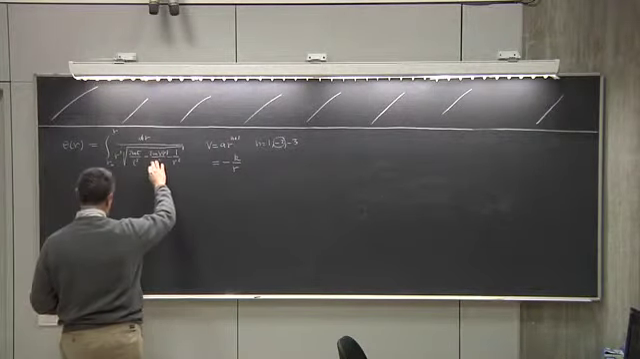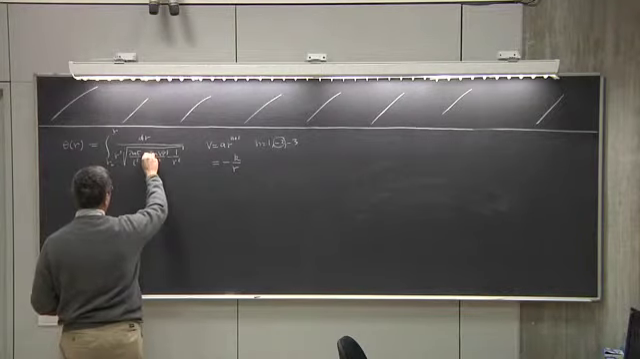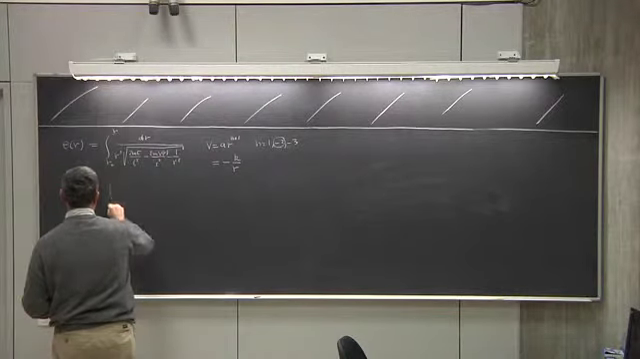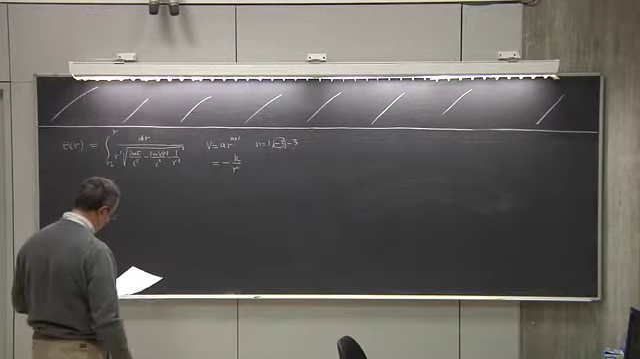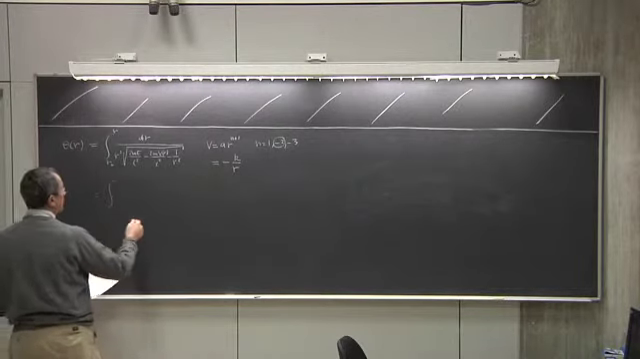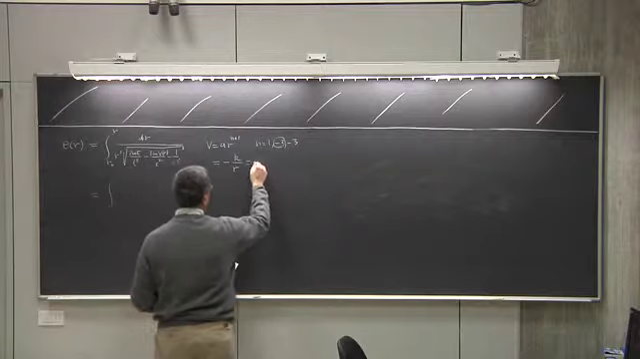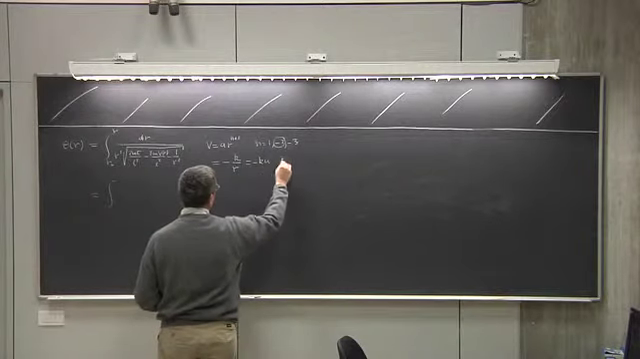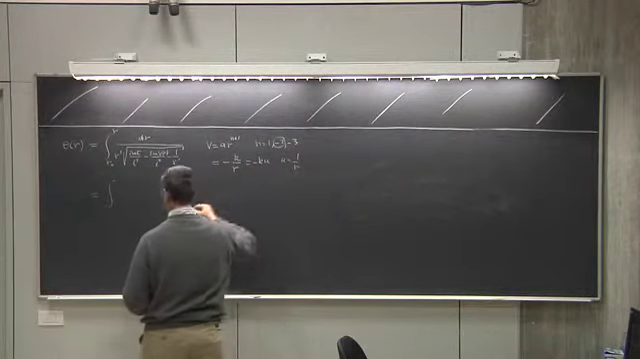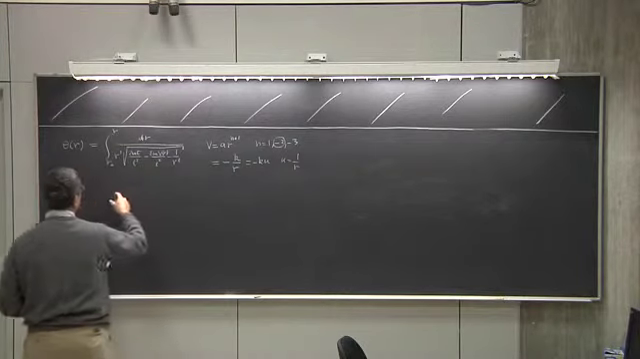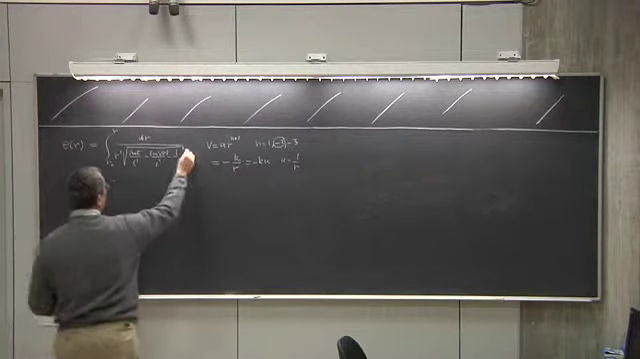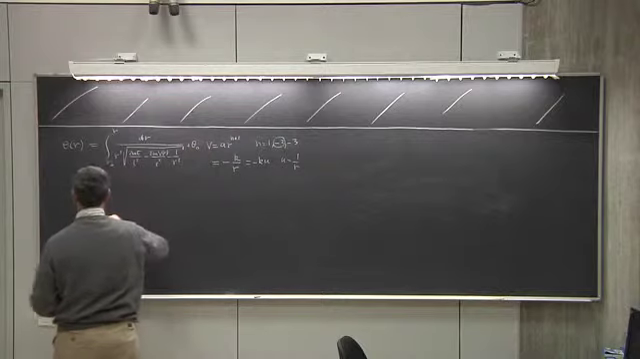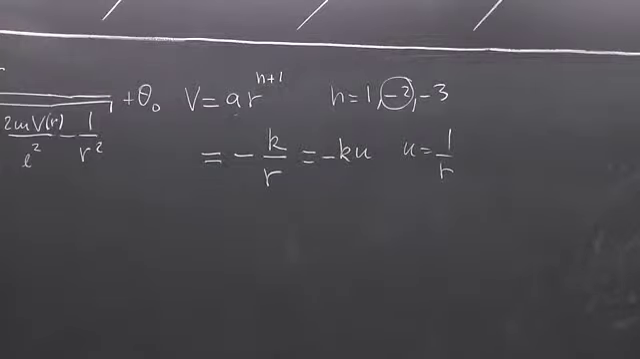So I can replace here, right? Let's write it in terms of this u. So this is minus ku, where u is 1 over r. That makes this integral simpler. And here I forgot that I also have a constant. So let me write it.